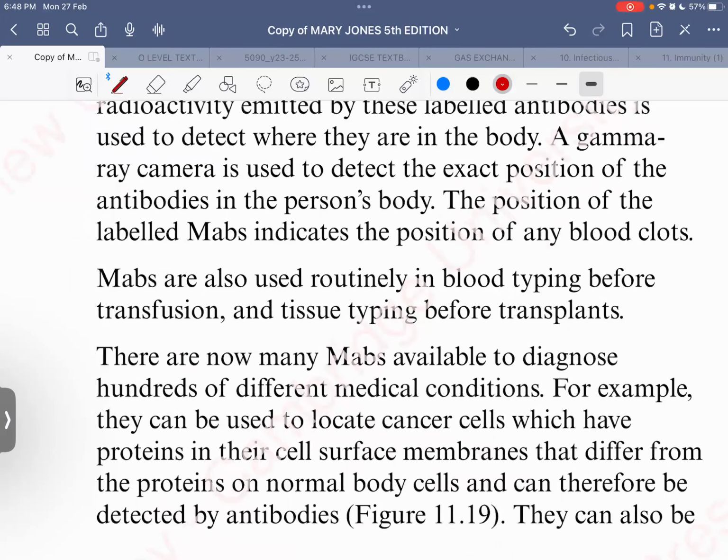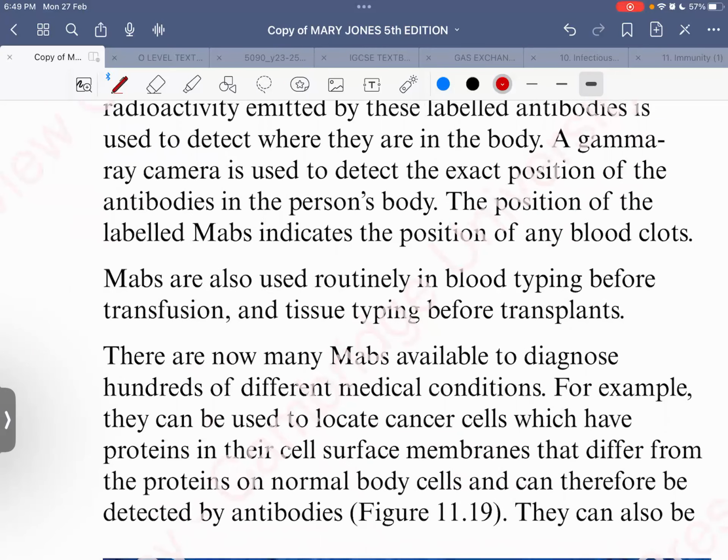So now you can see that we are making use of the specificity of the antibodies to help us diagnose diseases. Because हम जब diagnose करते हैं तो हमें we have to be very specific about some facts कि अच्छा हाँ इसको ये बीमारी है ये करना चाहिए, right?